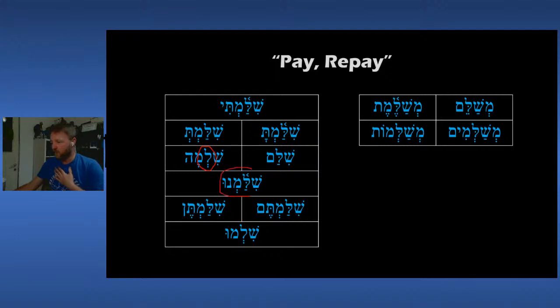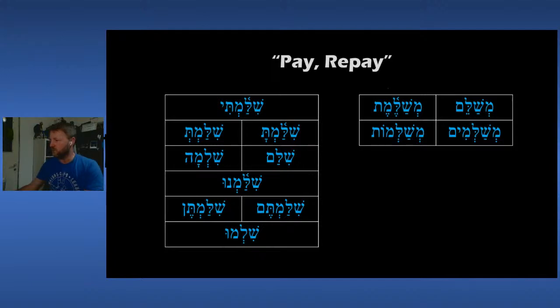Shilamnu, we paid, or we made whole, we compensated, repaid. Atem, shilamtem. Aten, shilamten. Vehem, shilmu. Again with skinim levi, dropping out the doubling dagesh when it's followed by a vocal shva. Shilamti, shilamta, shilamt, shilam, shilma, shilamnu, shilamtem, shilamten, shilmu.